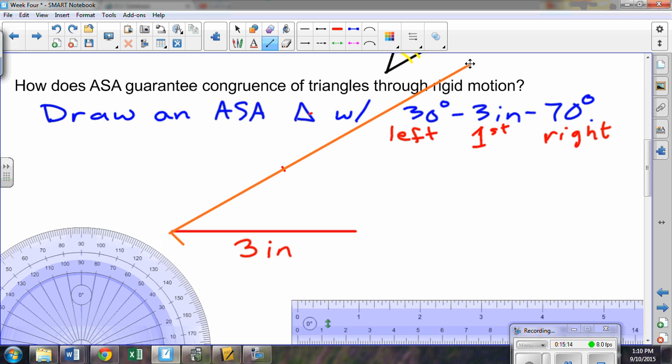And that side length, the part that I know, has guaranteed me that this piece is the 30-degree angle that I want. And I don't know how far along that piece I need to be. Not yet, anyway.